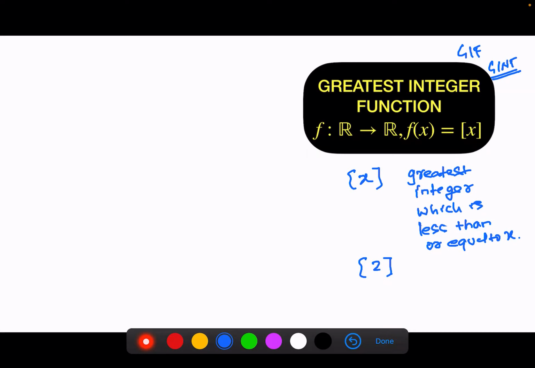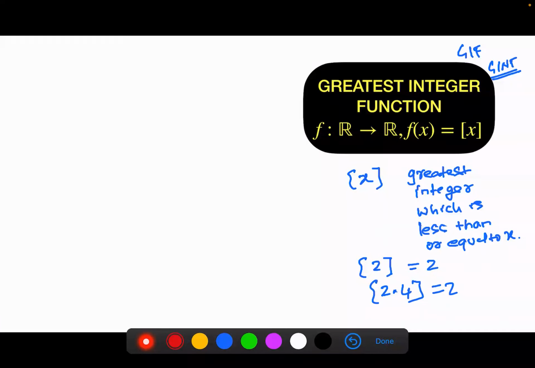So if I take the input as 2, 2 itself is an integer, so less than or equal to gives you 2. But if I take 2.4, 2.4 is not an integer, but this function is going to give me an integer. So it is going to look at the greatest integer which is just less than that. Then it will give you 2. Are we getting it?